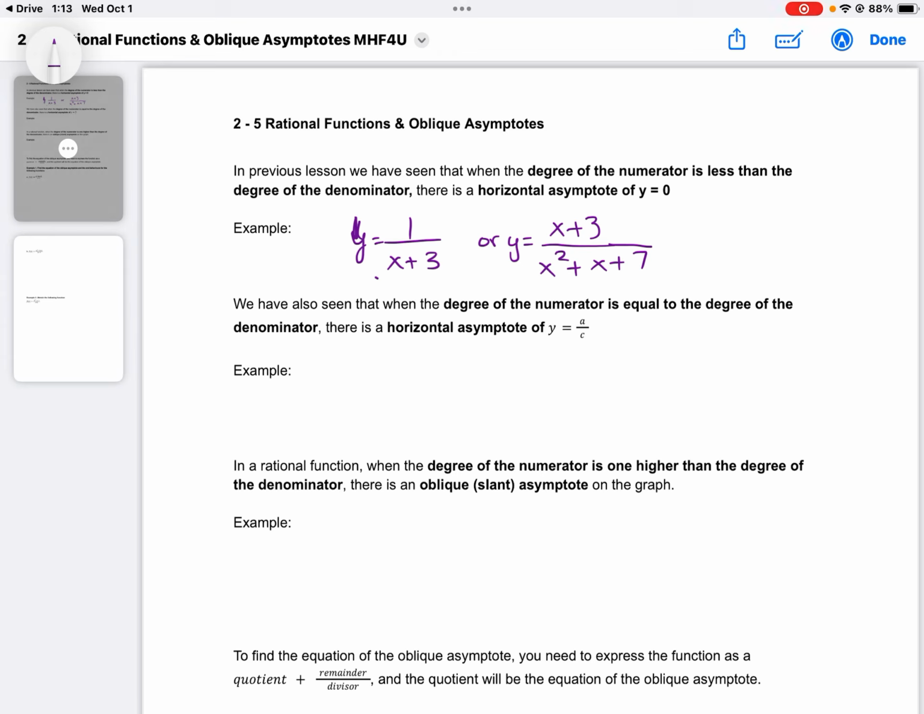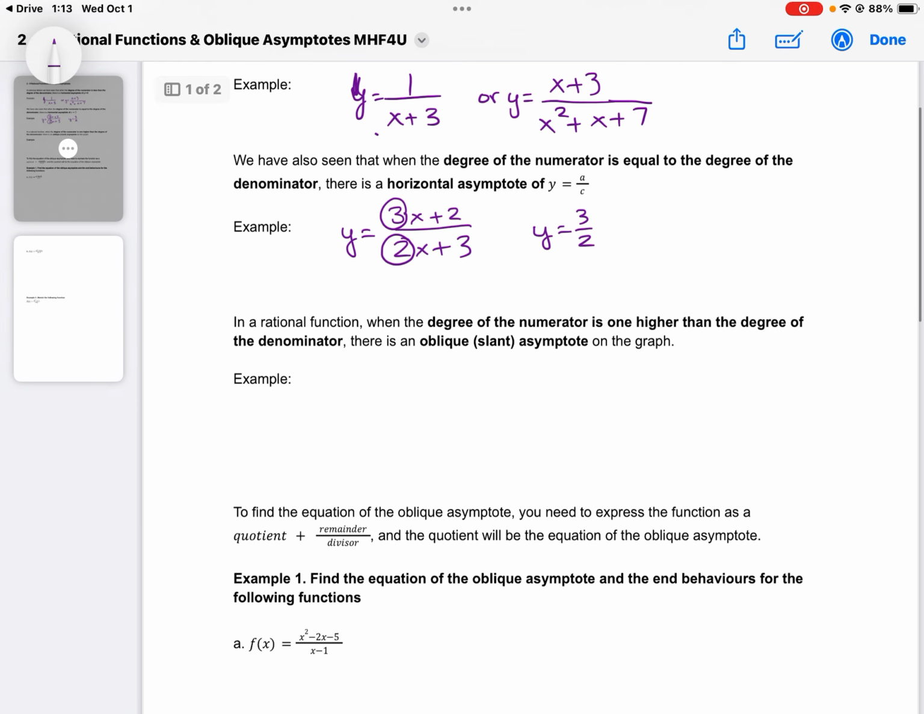The other one that we know is if the degree of the numerator is equal to the degree of the denominator, there is a horizontal asymptote of y equals a over c, which is equivalent to the coefficients of the same degree term. So in this case, my horizontal asymptote would be at y equals 3 over 2, where I'm taking 3 from the x term on the top and 2 from the x term on the bottom.